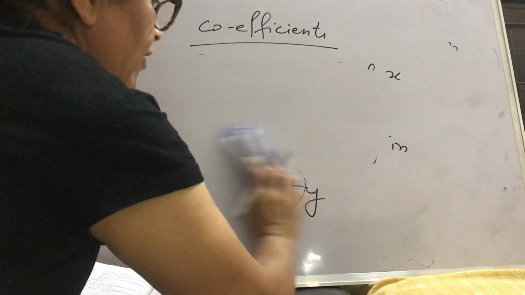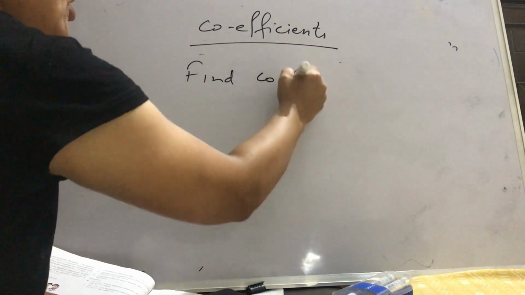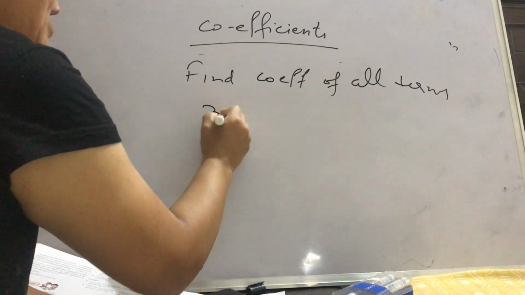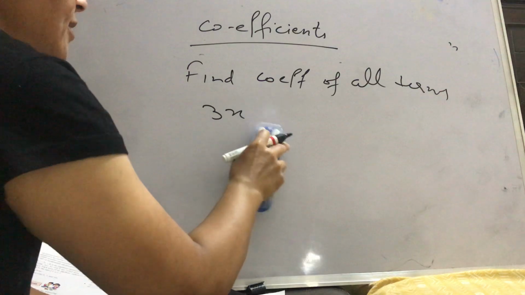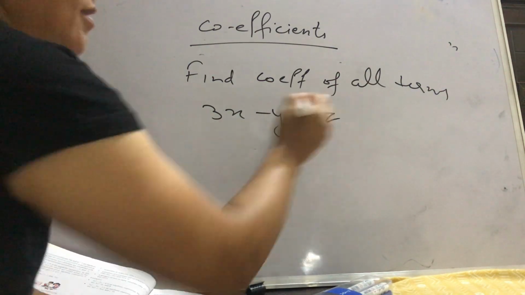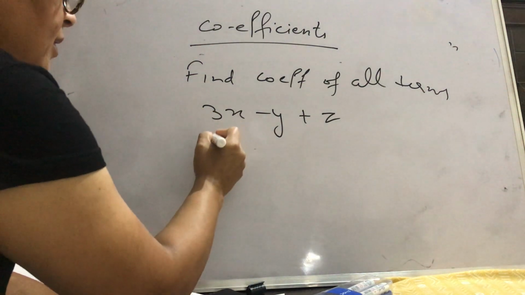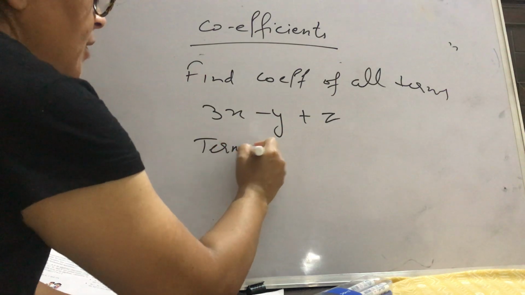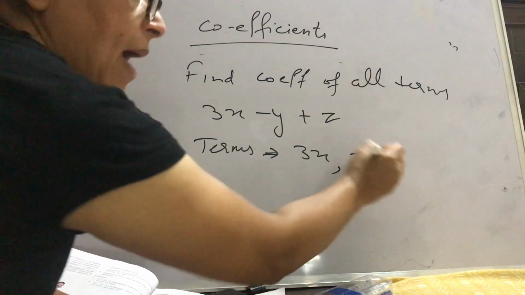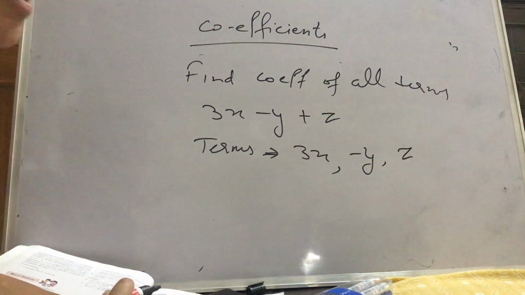Now, if I give you a simple question, find the coefficients of all the terms. I give you the expression 3x minus y plus z. First of all, you will give all the terms. The first term is 3x. The second term is minus y. It will not be y, it will be minus y. And the third term is z.